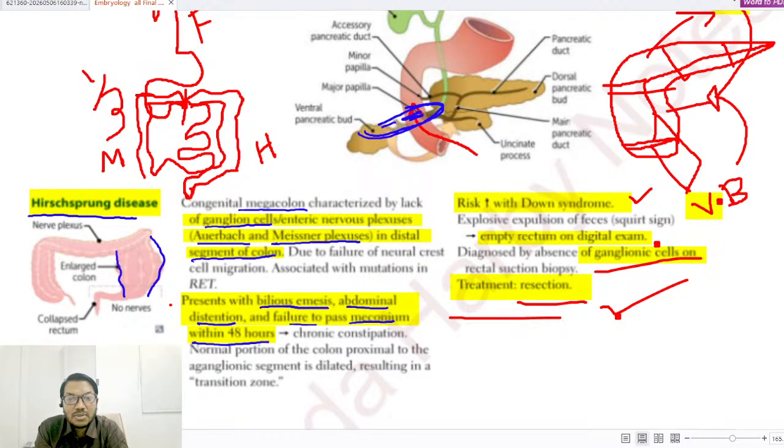Again, this is a congenital megacolon. Why does it happen? Because of some nervous system abnormality, mainly the Auerbach's and Meissner's plexus abnormality in the distal segment of the colon. As a result, the child will come with abdominal distension and emesis, vomiting, because the child will take feeding, but because of this abnormality, there will be no passage of stool.